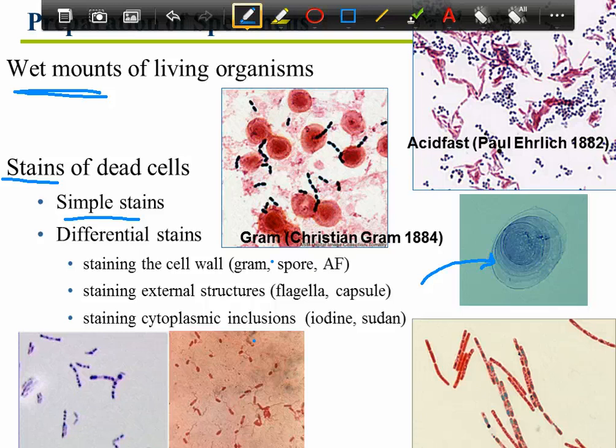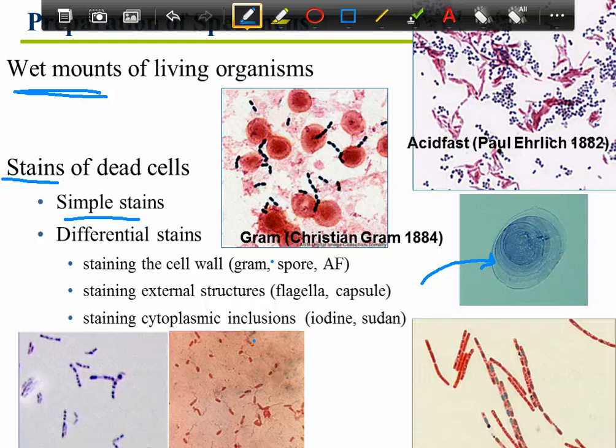You could have 10 different species of bacteria. You could have algae. You could have everything mixed together of different organisms, and everything would still be the same color. Now, sometimes simple stains are good. If you just want to see if there are bacteria there, simple staining is nice because it only requires one step. You stain it, you wash it, you look at it.